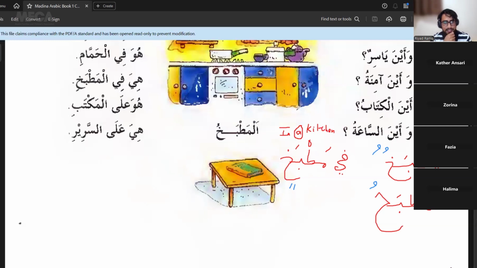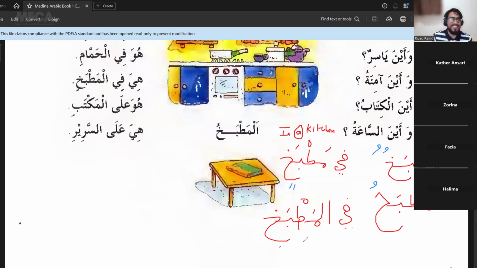Matbakhu. Okay, Fazia. Fil matbakhi. Halima. Fil matbakhi. Okay, Fazia and Kauthar are the only ones that got it right. It's okay. Fil matbakhi. Is my connection good? Yes. Okay, good. Fil mat-ba-khi. Fil matbakhi.